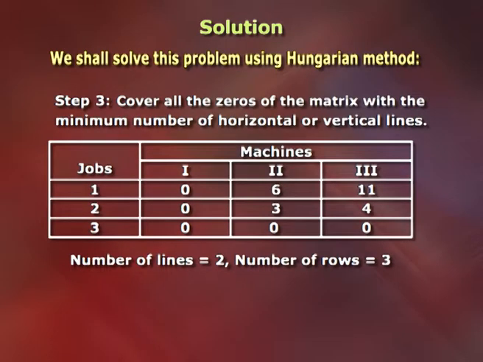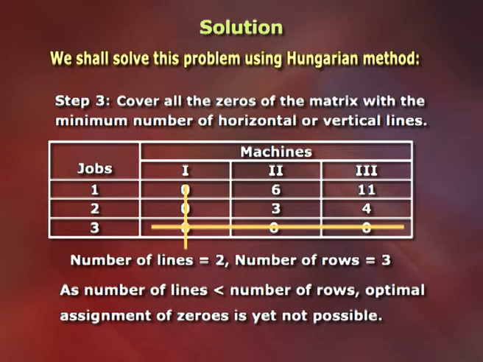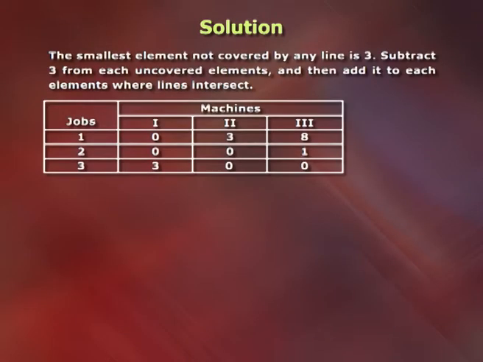Step 3: Cover all zeros of the matrix with the minimum number of horizontal or vertical lines. Now, the interesting point is that we can cover all zeros with only 2 lines. So, the number of lines is 2 and the number of rows is 3. You can see there are 3 jobs, 1, 2 and 3, so there are 3 rows. As the number of lines is less than the number of rows, optimal assignment of zeros is not yet possible. So, we will have to do one more step before going to step 4.